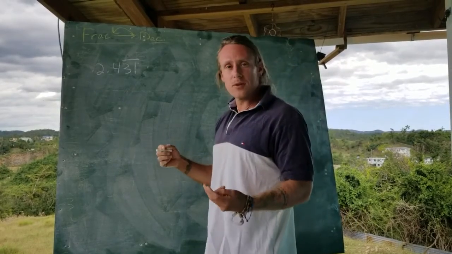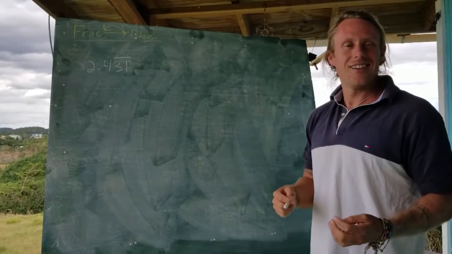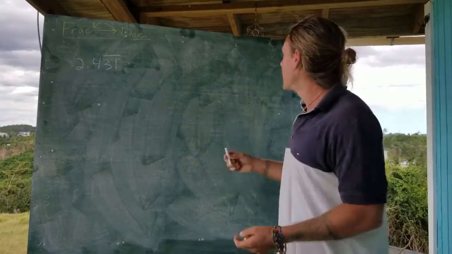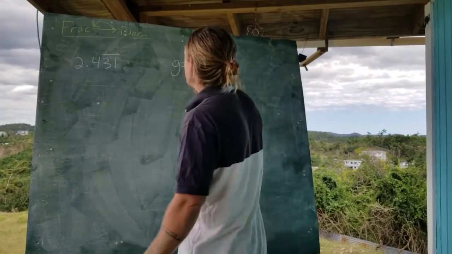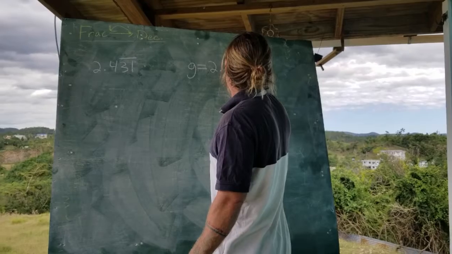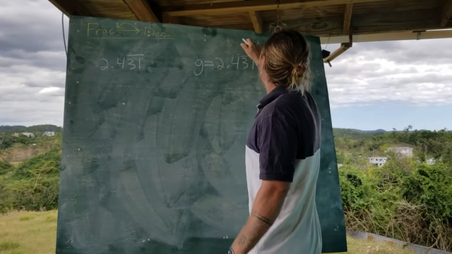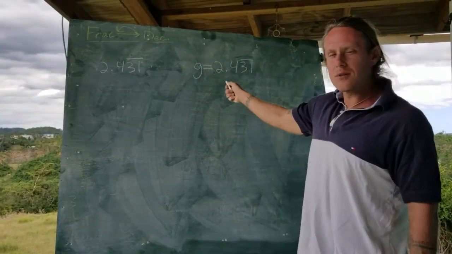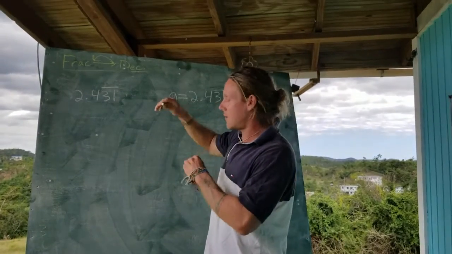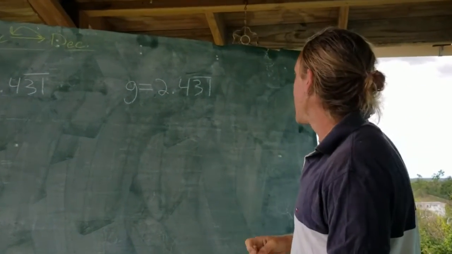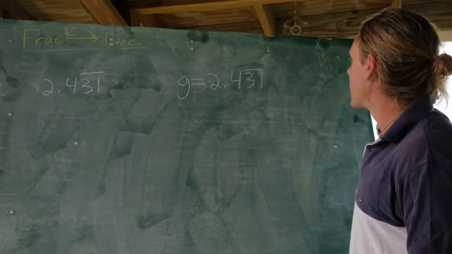So first thing to do, again, is to set up an equation. One more variable. Okay, very good. We'll let G equal our number 2.431 repeated. And again, is this a rational number or an irrational number? Yeah, rational, right? If we're converting it to the form a over b, this is a rational number. Remember, rational numbers' decimal expansions either terminate or repeat on forever.